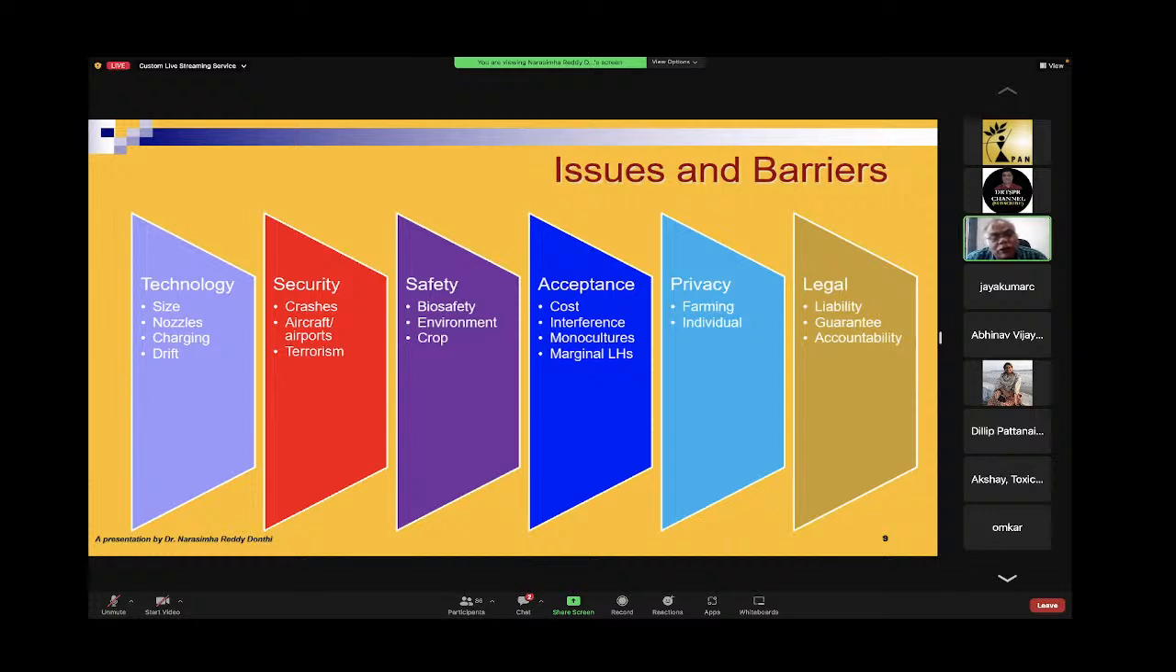So that is another factor. Then safety, biosafety, of course, we are talking about when the spraying happens, it enters the environment and it can harm birds, it can harm the surrounding biodiversity, it can harm neighboring crops because the drift is always there. So unintended and non-targeted spraying can happen and that leads to safety issues.